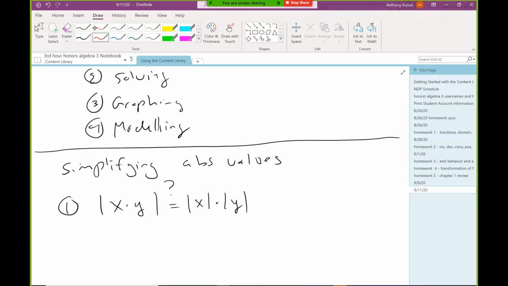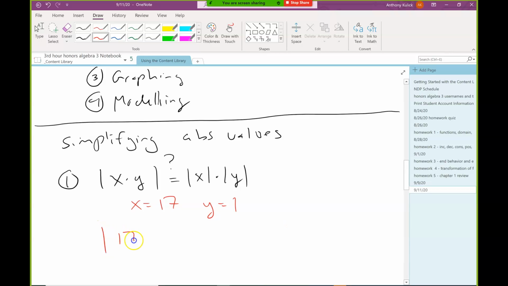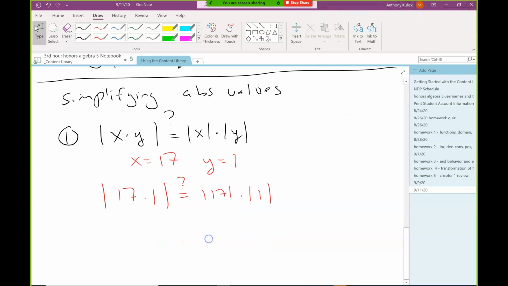Yeah. Let's pick some numbers and fill in the blanks and see if it works, right? Okay. So let's pick a value for x. Somebody just yell one out. There's probably not a 17. Great. And let's pick a value for y. 1. Okay. So 17 times 1, and we're going to see if that's equal to the absolute value of 17 times the absolute value of 1.